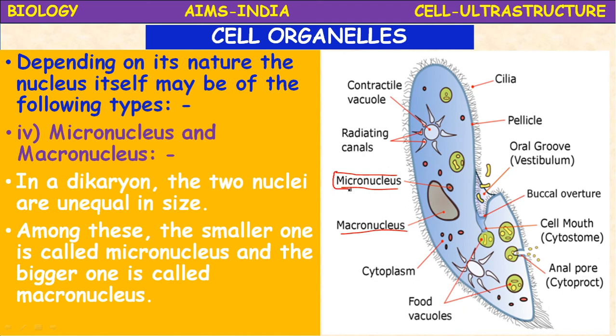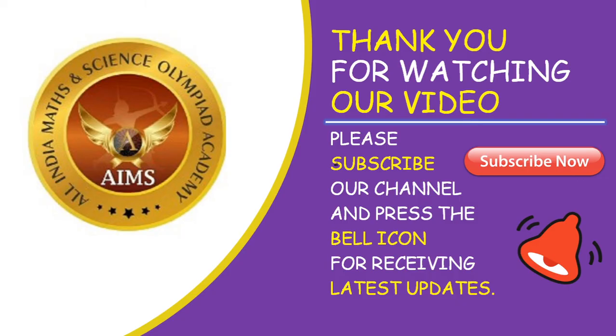During conjugation, which is the sexual reproduction in this paramecium, those pronuclei are formed, male pronucleus and female pronucleus. So this is about the nucleus.